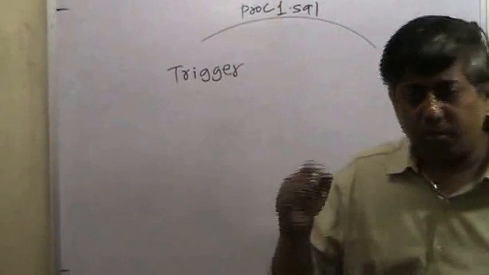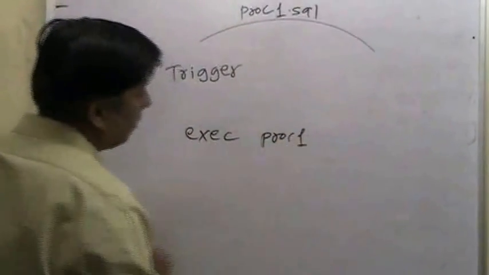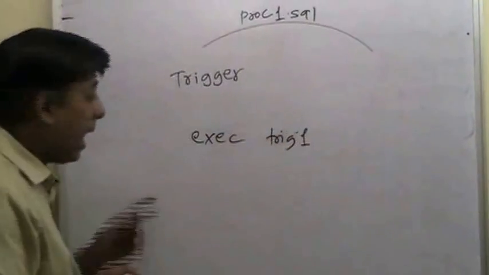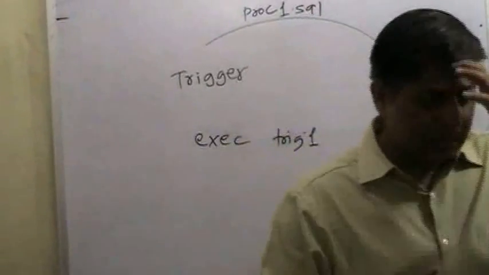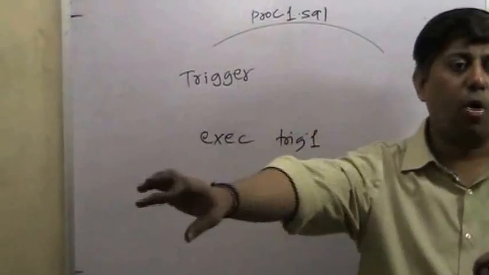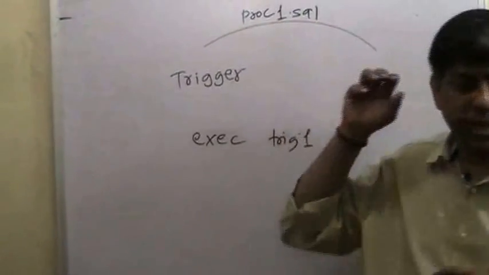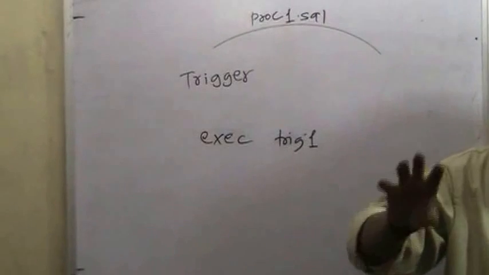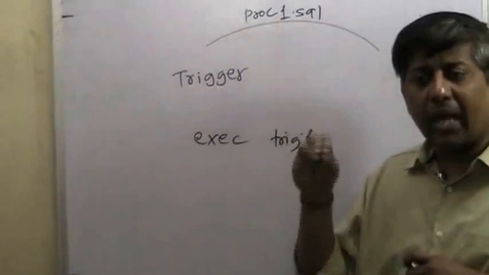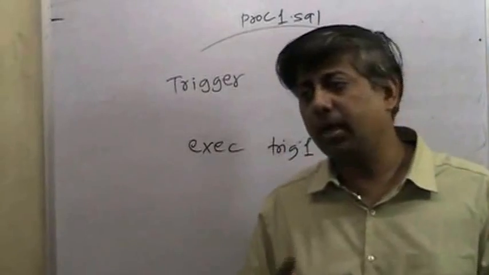But this program cannot be executed like this: EXEC and the name of the program, let us say proc1 or trig1. If I create a trigger with the name trig1, I cannot execute a trigger program like this. Why is that? Because a trigger is a special program. It is attached to a specific object. What are the objects? Tables. A table is one of the main objects. So a trigger is a program which is attached to a specific table, and that trigger will get executed when a specific action happens on that table. And what is that specific action? An insert or an update or a delete.